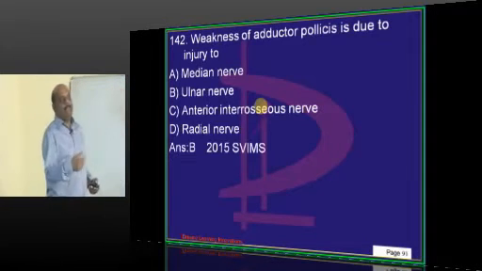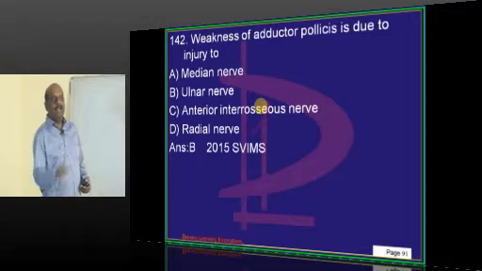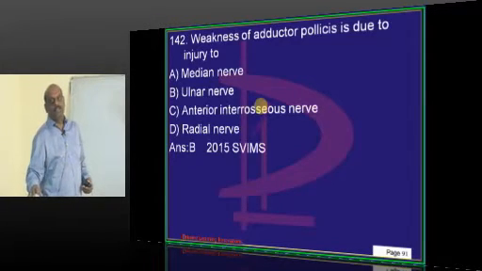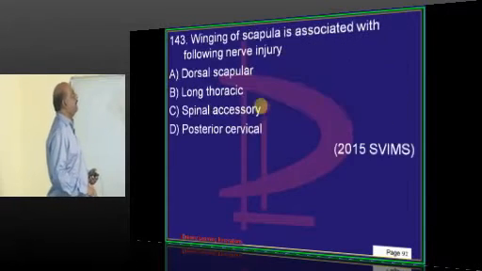Adductor pollicis is supplied by ulnar nerve. Once more, what is the standard thing? Sunday exam में क्या आ रहे? Ulnar, radial, musculocutaneous, median. Definitely one question.